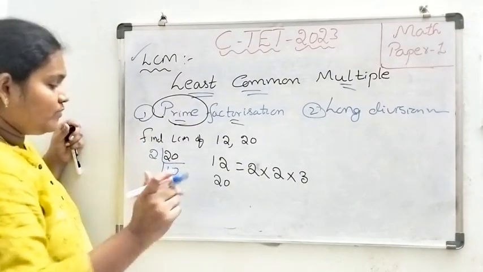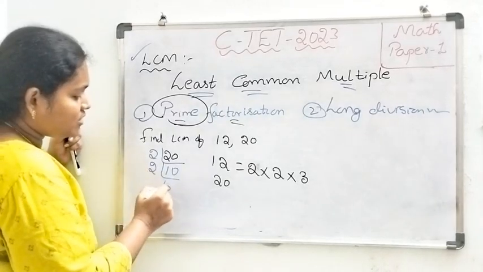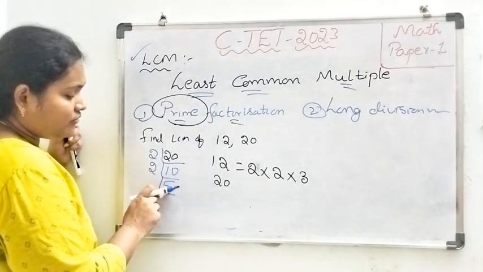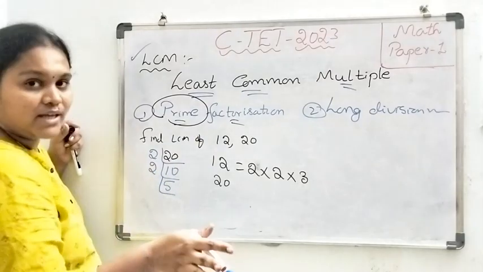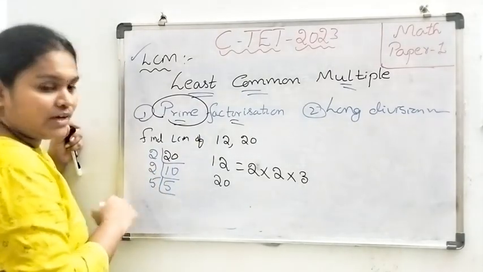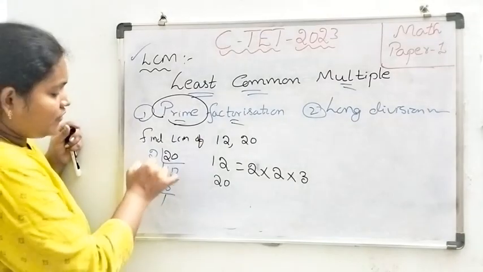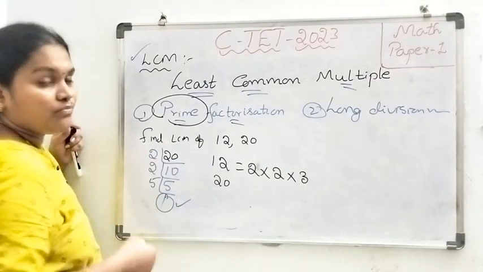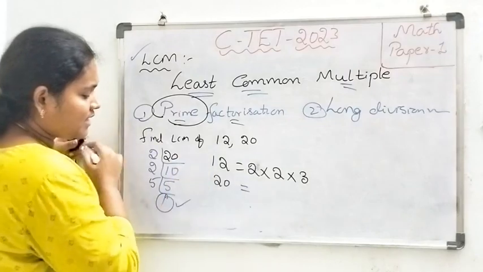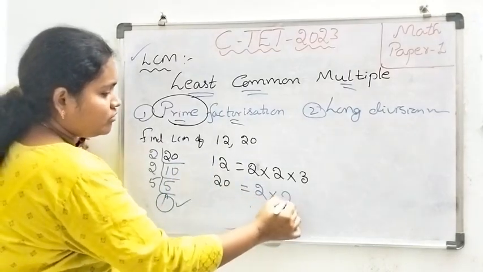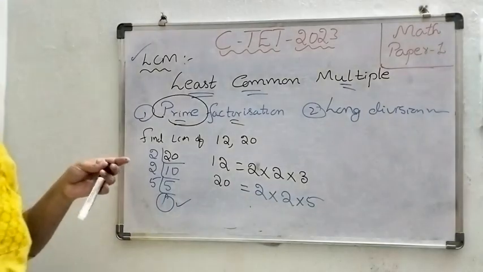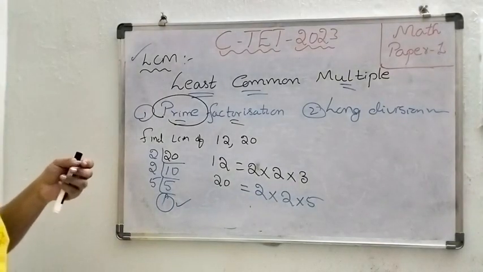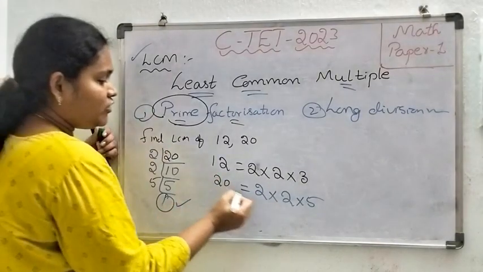After 2 comes 3. Again this can be cancelled by 2: 2 fives. Again 5 cannot be cancelled by 2, and next 3 also does not cancel, so we have to cancel by 5 only. 5 ones. Finally, until reaching 1 we should do the process. So 20 can be written as 2 into 2 into 5. Right? So these are the prime factors we got. 12 we expressed as 2 into 2 into 3, and 20 we wrote as 2 into 2 into 5.